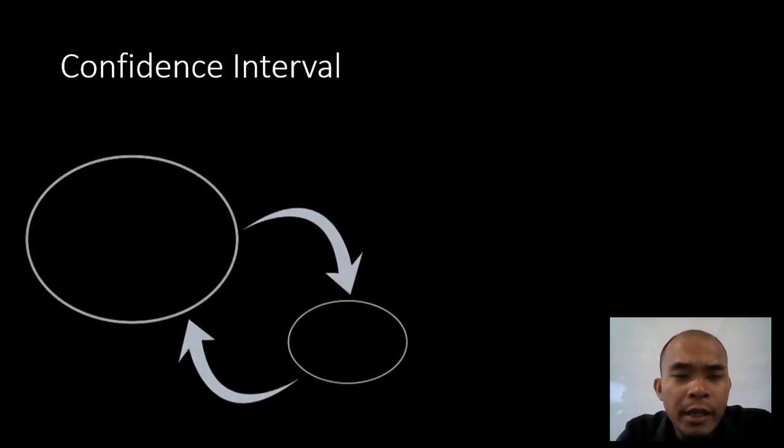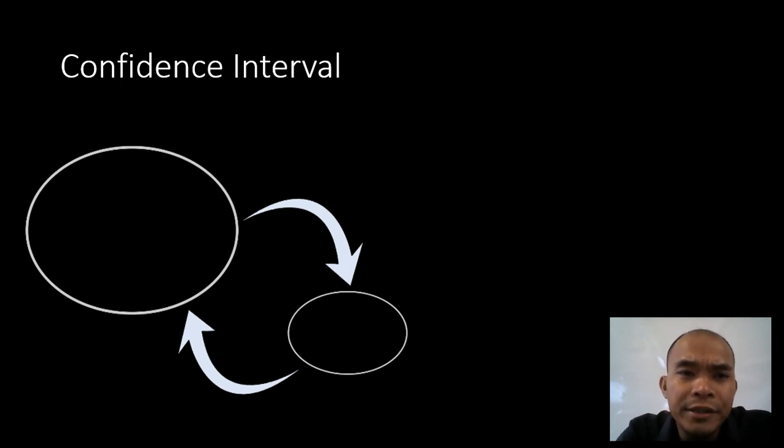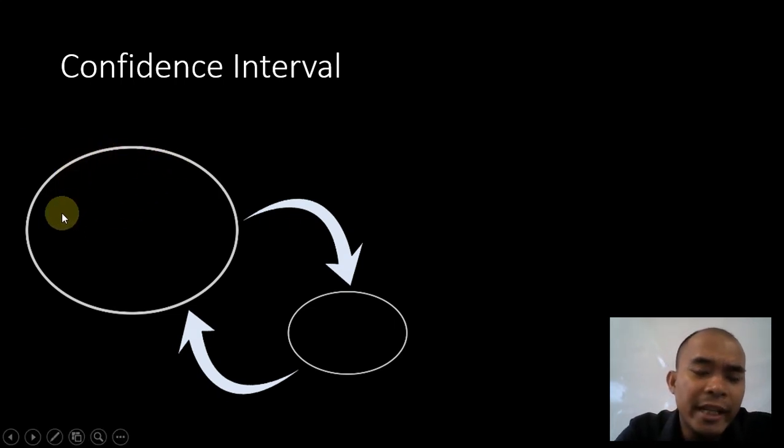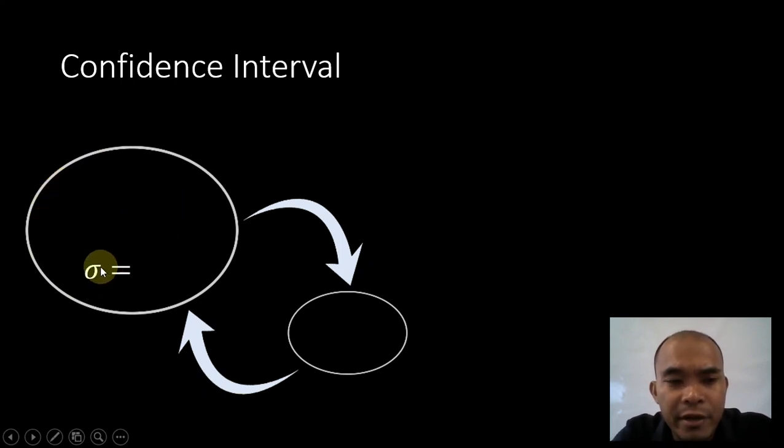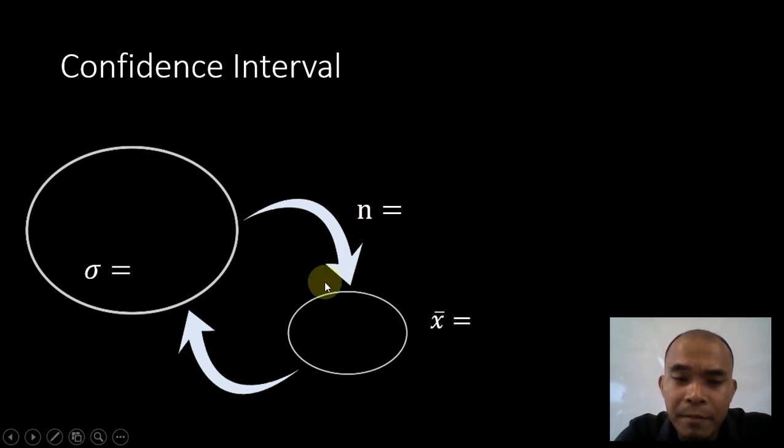In this particular case, the purpose of the confidence interval can be illustrated in this framework. For example, this is our population, and the population standard deviation is given. From this population, we're going to get a sample, and n represents the sample size. From this sample, we can compute our sample mean.